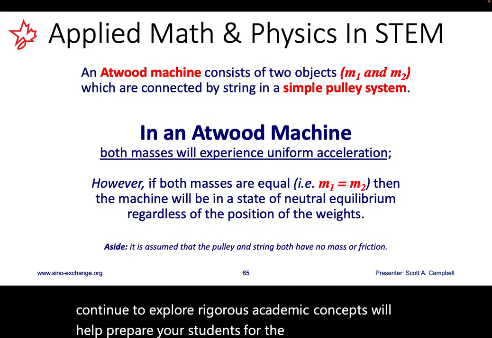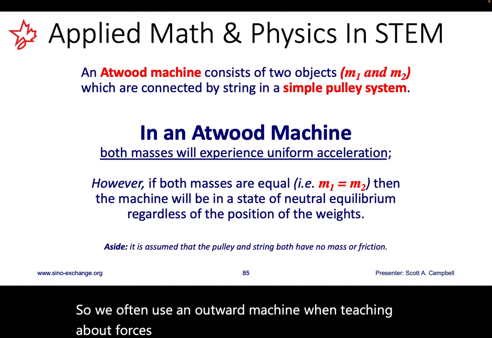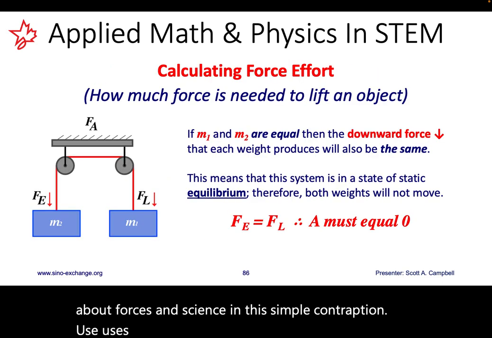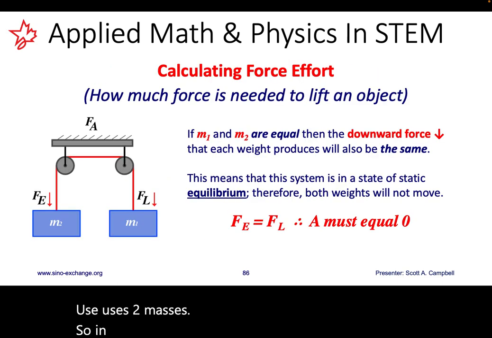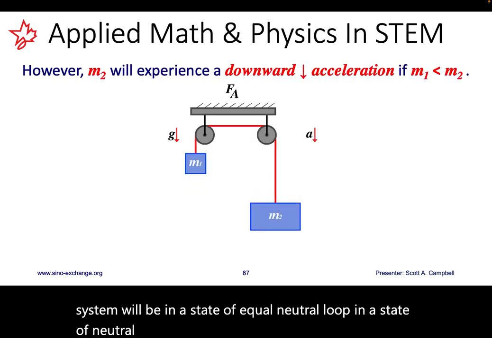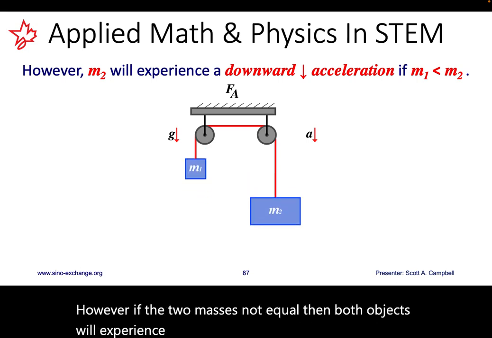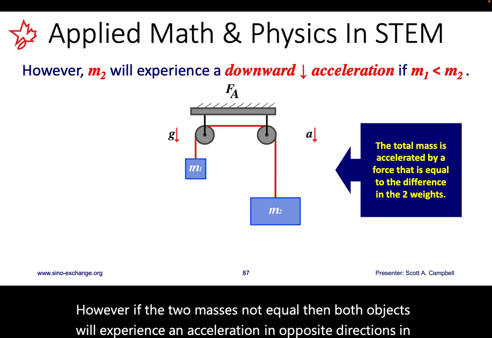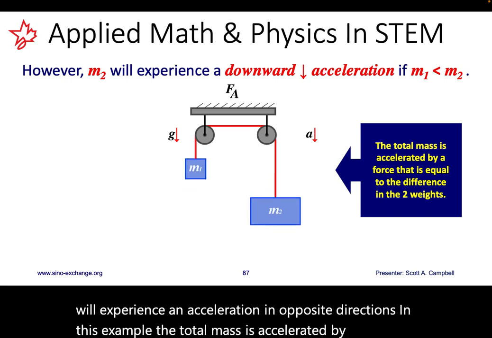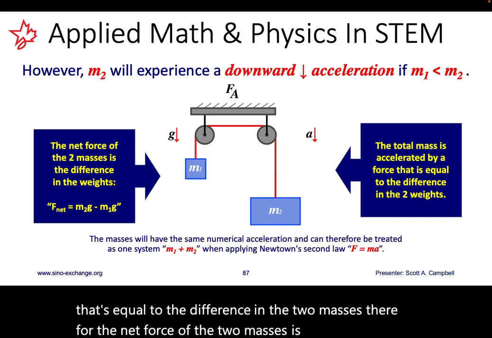So we often use an Atwood machine when teaching about forces in science, and this simple contraption uses two masses. In this example, both masses are equal, therefore the system will be in a state of neutral equilibrium. However, if the two masses are not equal, then both objects will experience an acceleration in opposite directions. In this example, the total mass is accelerated by a force that's equal to the difference in the two masses. Therefore, the net force of the two masses is the difference between the two weights.